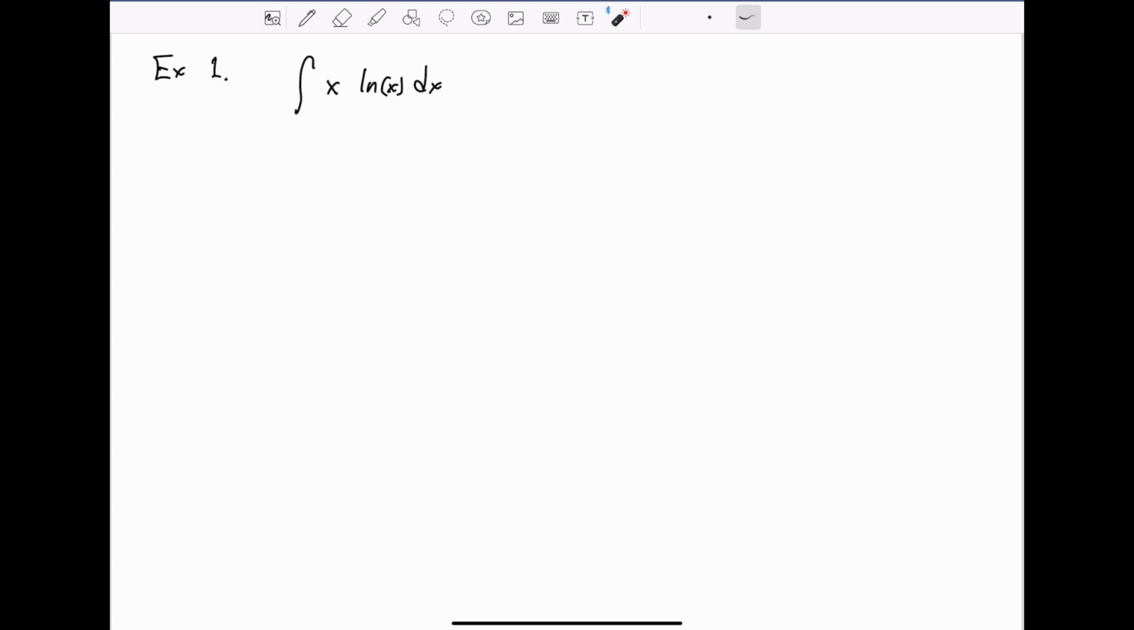So for example 1, we have a product. We have x, which is a polynomial, times natural log of x, which is a transcendental function. That tells us that probably integration by parts will be the technique to use here.